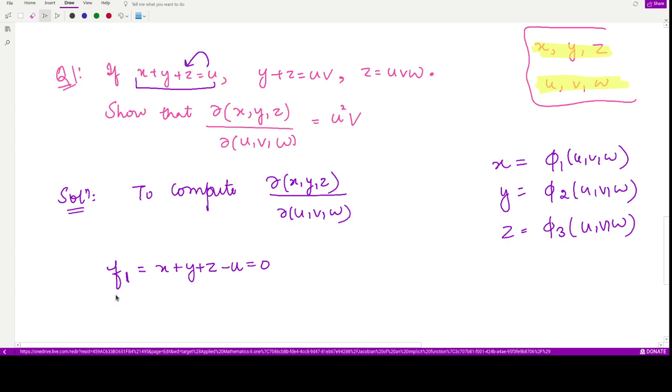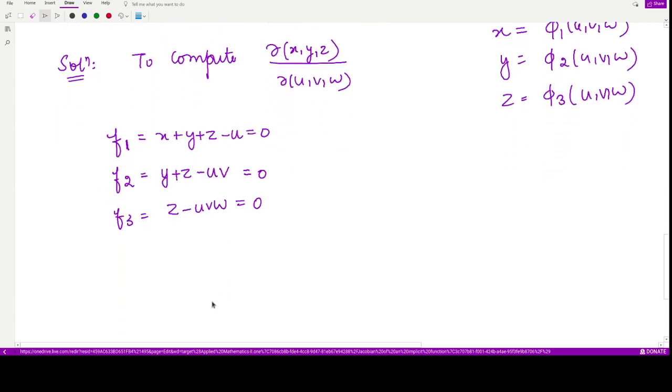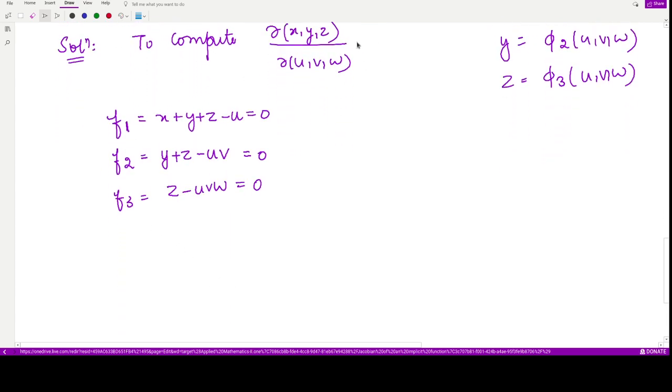So this becomes our function f1. Similarly, we can construct f2 in the form y plus z minus uv is equal to 0. And for the third function f3, we can construct this to be z minus uvw is equal to 0. So now because we have these three functions, in order to calculate this Jacobian, what would be this?